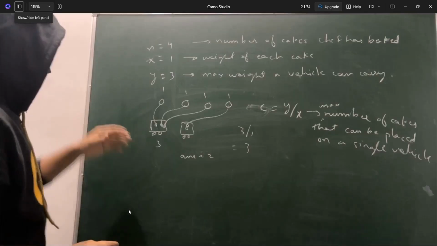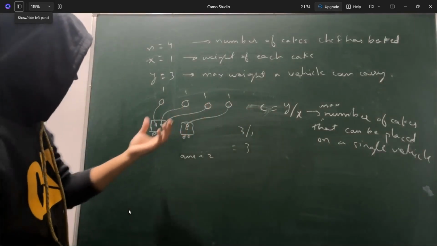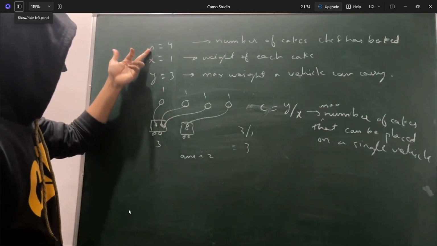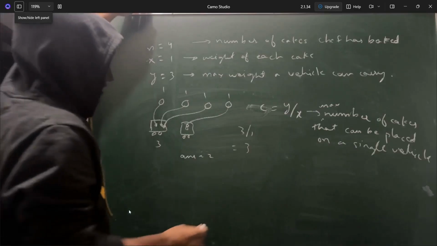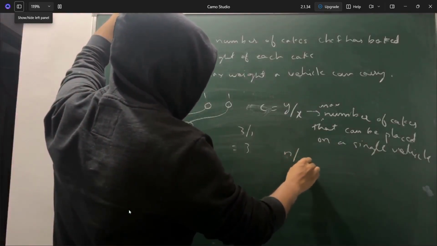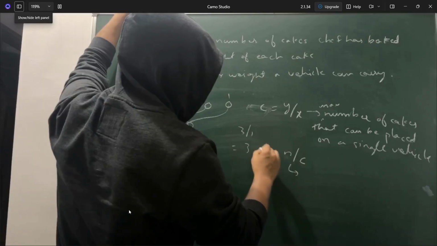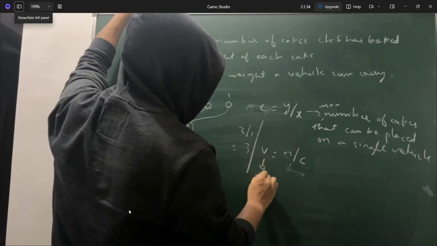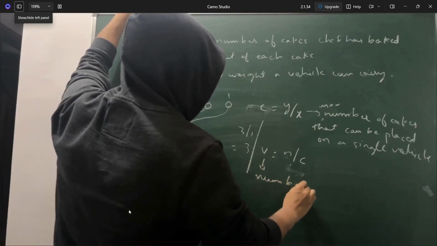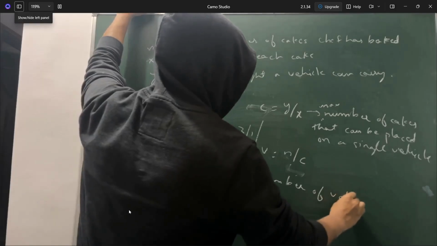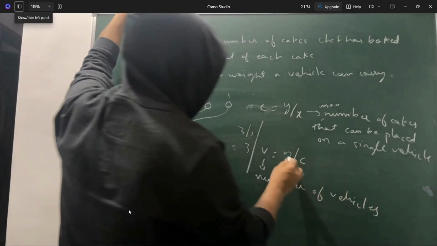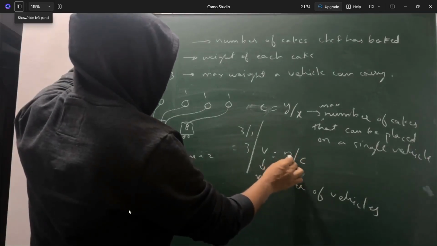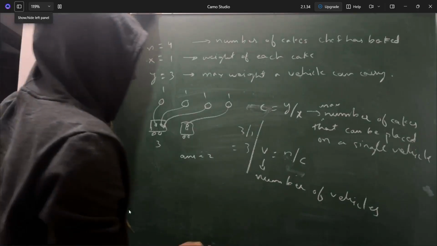And now since C number of cakes can be placed in a vehicle, and you have n such cakes, if you try to do n by C, this will give you the number of vehicles. Let me call it V. This will give you the number of vehicles. Meaning, you have n cakes, so n by C will give you the number of vehicles.